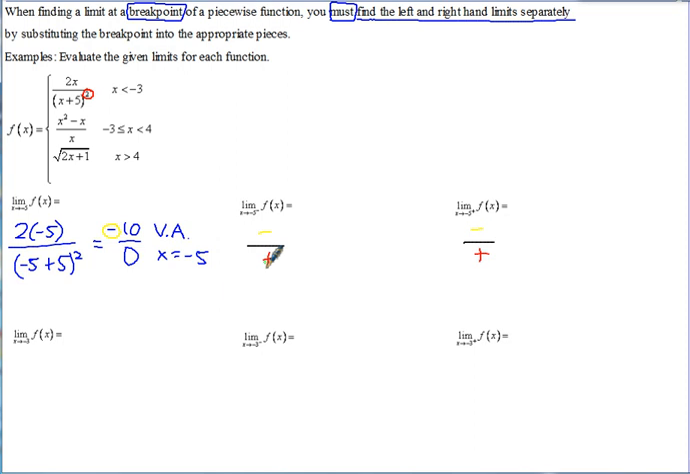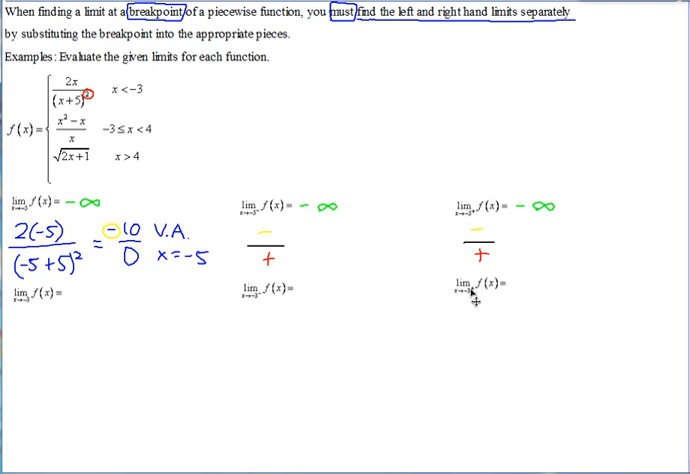And negative divided by positive, that's going to be negative infinity. Also negative divided by positive, negative infinity. So since both sides approach negative infinity from the left and the right, then they're the same. So that is your general negative infinity. All right, let's take a look as x approaches -3.